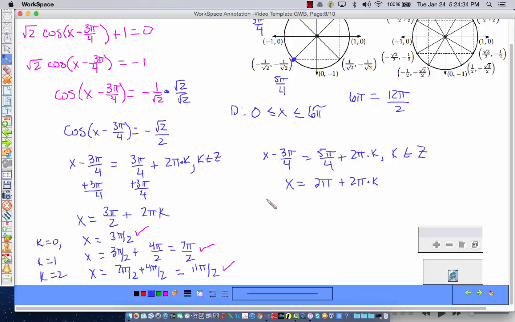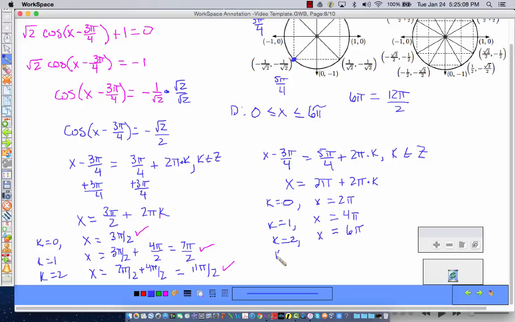So for the other solution, k equals 0, this is a lot easier because I'm just adding 2 pi. 2 pi plus 0, x equals 2 pi. For k equal to 1, x is going to equal 2 pi plus 2 pi times 1. 2 pi and 2 pi is 4 pi. K equal to 2, x equals 2 pi plus 2 pi times 2 is 4 pi. 2 pi plus 4 pi is 6 pi. And I'm right on the edge of my domain, so we're good there.